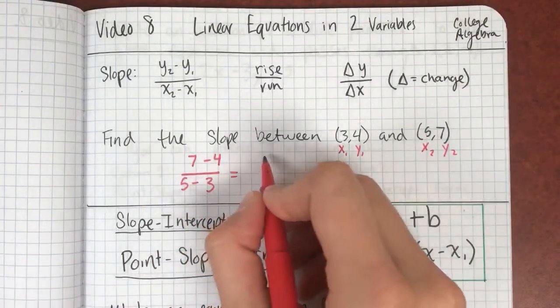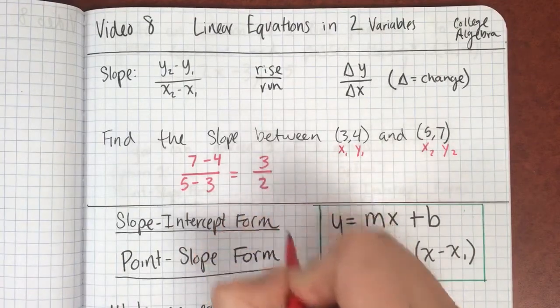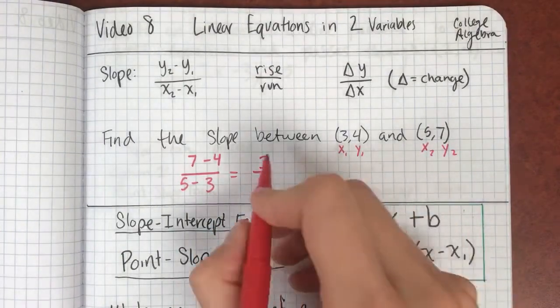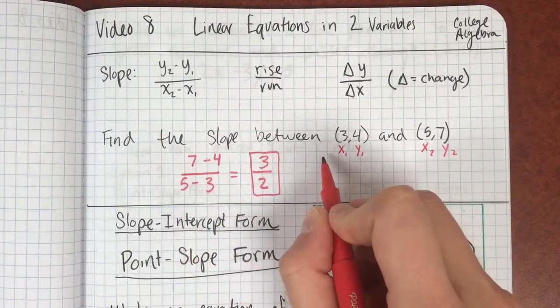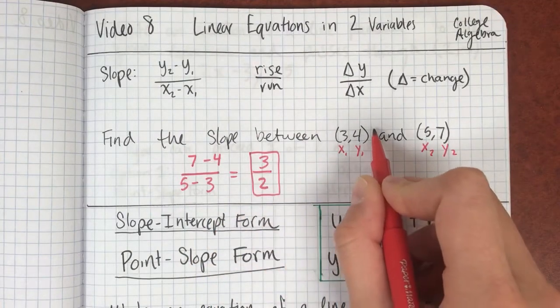All right, and so this simplifies to 3/2. That is my slope. If I was graphing this, I would go up 3 and to the right 2, up 3 and to the right 2.